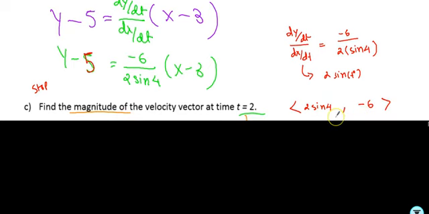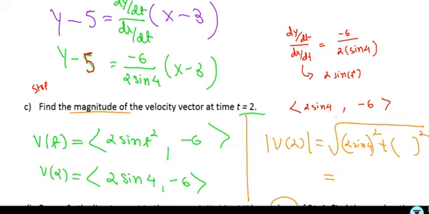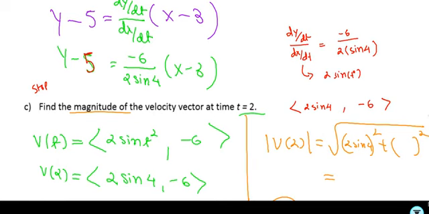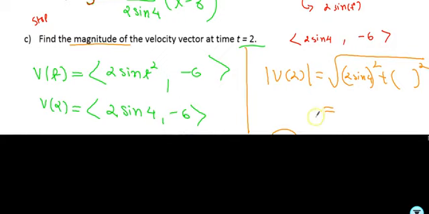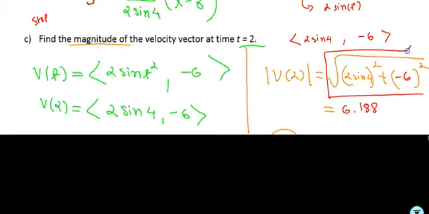Square, add, square root. So this is the magnitude of the velocity vector at t is equal to 2. This is -6 and the answer is 6.188. Remember, you don't have to get this answer. This is completely all right. This is the correct answer as long as they are all numbers. You stop there. Just show the setup. Even if a calculator is allowed, you do not need to evaluate. As long as they are all numbers, stop.